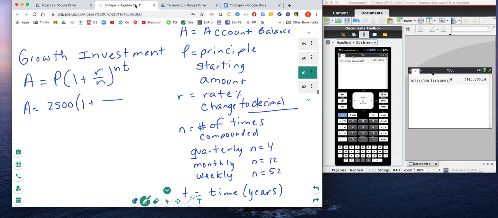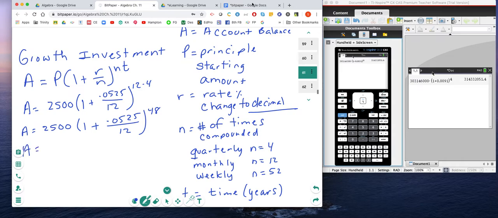So put our fraction in, 0.0525. We said that it's being compounded monthly. That gives us an N of 12. And now we're going to put 12 times the total number of years that we're doing this, and that's going to be 4. So we have A equals 2500, 1 plus 0.0525 over 12 raised to the 48th exponent.